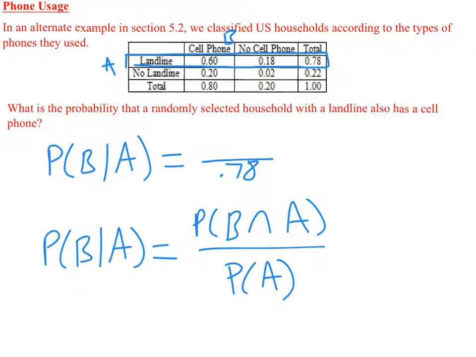On the top, we just need both. We have to stay within the condition of the landline, but we need to throw into the fact that they also have a cell phone. And it would be 0.6 over 0.78, 0.769. If you had the two-way table and you know how to think about conditional probability problems, you don't have to depend on the formula. The formula can be useful because it just narrows down the two probabilities that you need to identify.